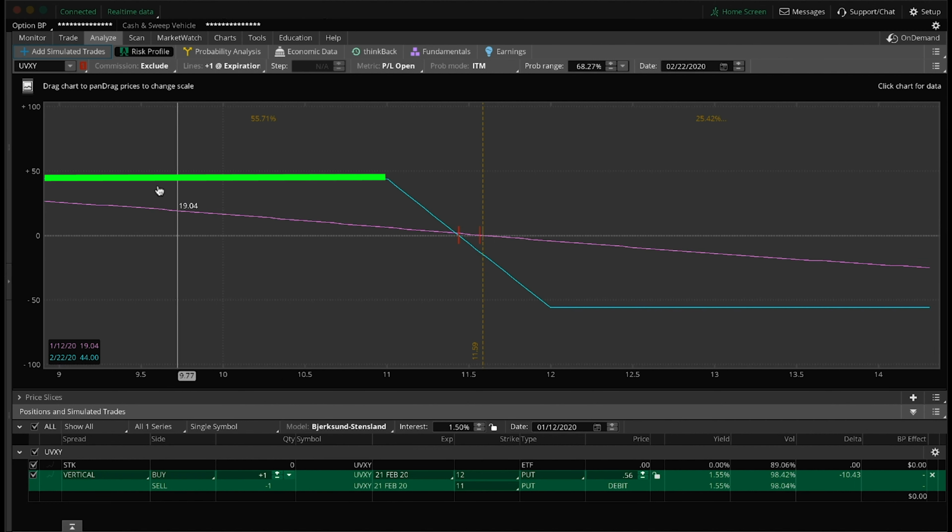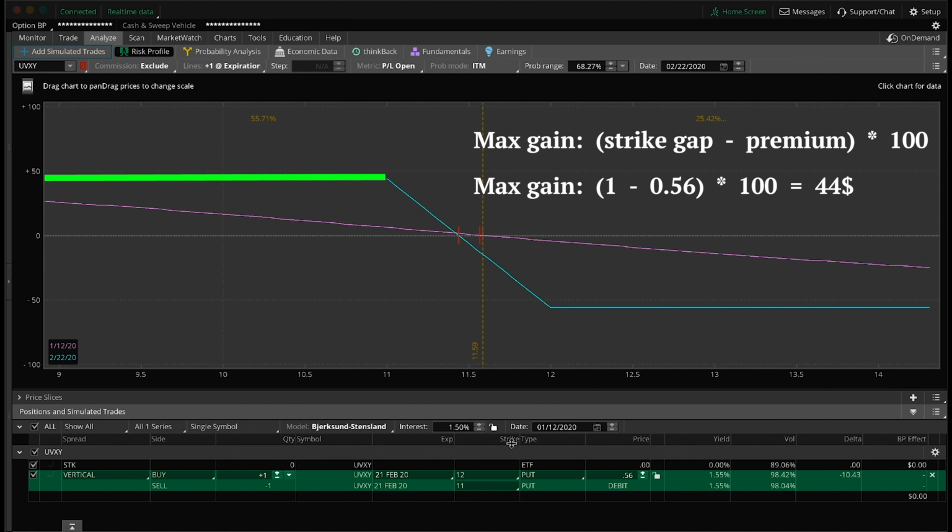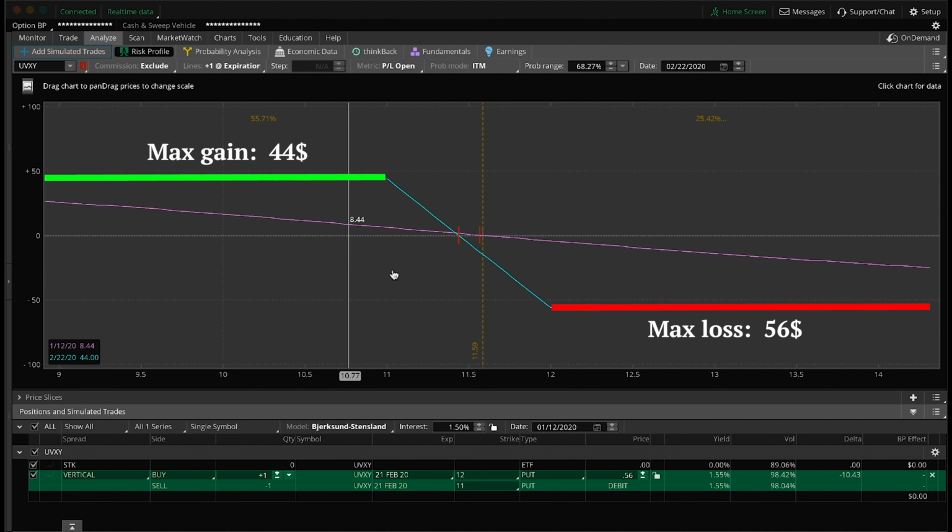And for the same reason, the max gain is capped as well. To calculate this, you just take the difference of these strikes. So 12 minus 11, that's a $1 strike gap. And then you subtract the premium that we paid for the contract, which is 56 cents. Multiply that by 100, and we can see the maximum gain is $44 per contract. So this particular trade is fairly evenly balanced here, can lose slightly more than you can make.